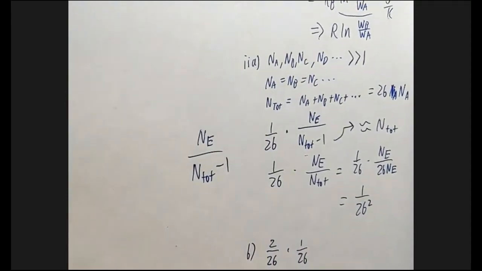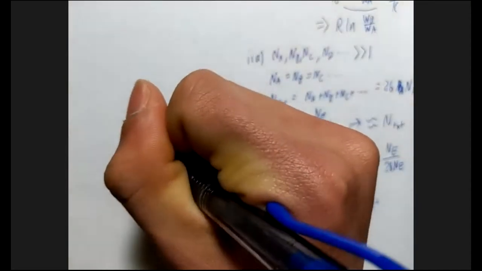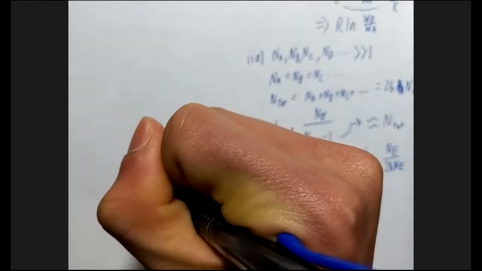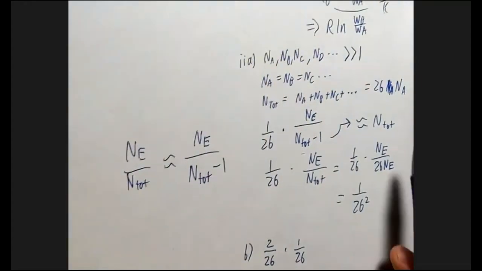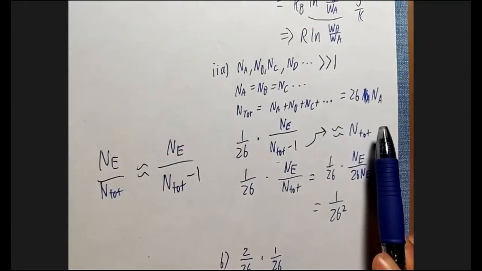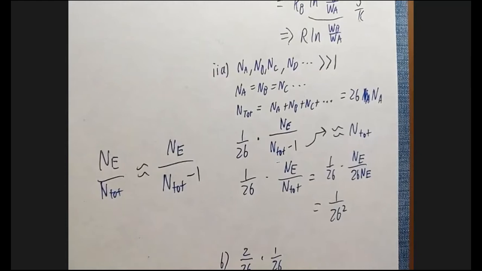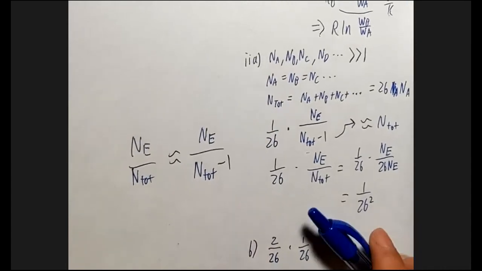And N total minus 1, I approximate this as NE over N total because N total, as I wrote over here, is 26 of NA and N or any letter. And all of those numbers are much greater than 1 already. So when you add them together and you subtract 1, it doesn't make too much of a difference. So it won't change it. And we approximate it as just N total anyway. Okay.